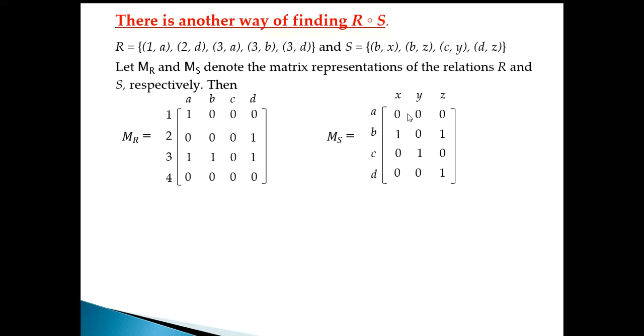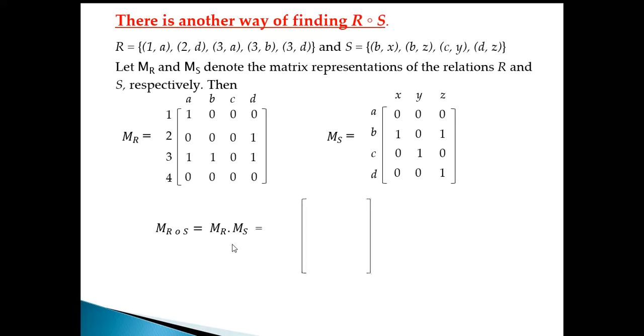Now if we have the matrices MR and MS, how can we calculate R composition S? We can calculate it as the matrix M of R composition S, which is equivalent to MR multiplied by MS. If we multiply both matrices, then we can find the R composition S matrix, right?